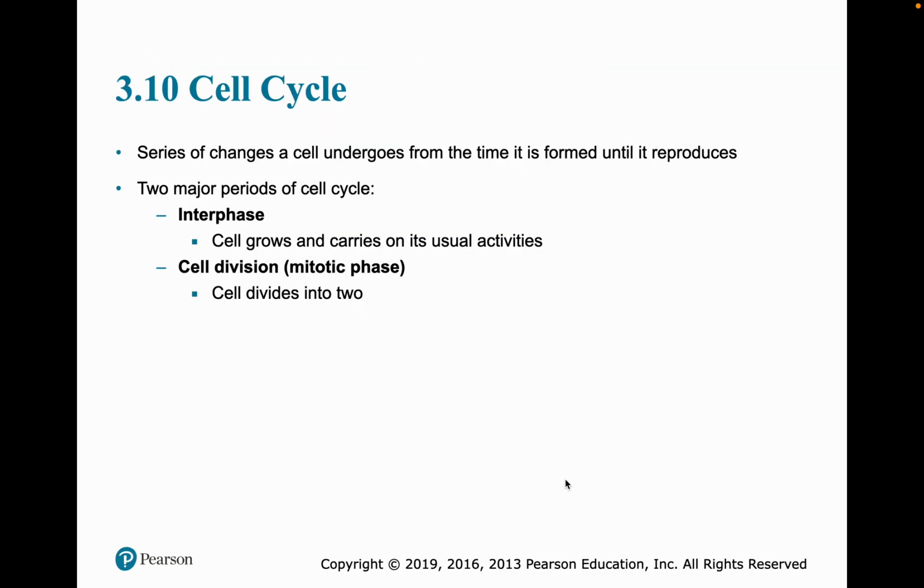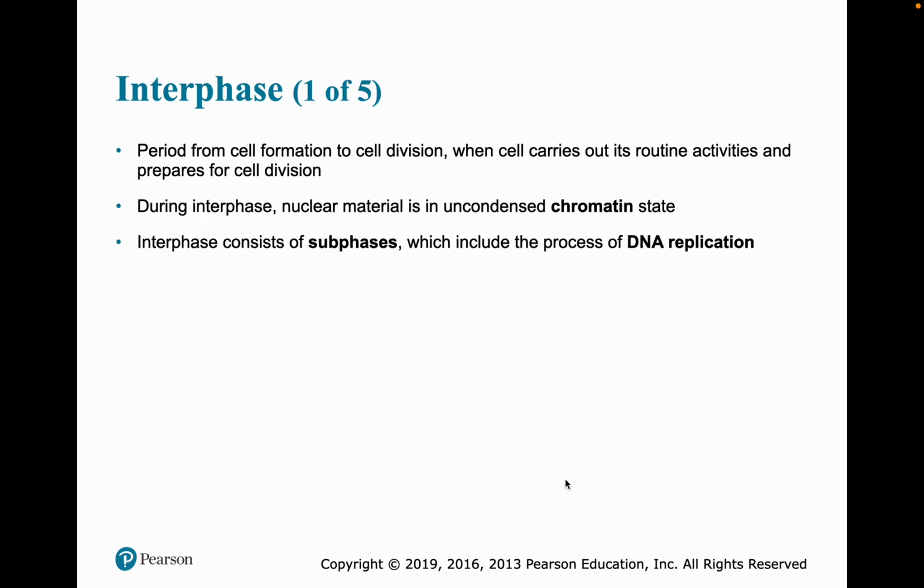That process of cell division brings us to the cell cycle, which is a series of changes the cell undergoes from the time it's formed until it reproduces. The life cycle can be divided into two major phases: interphase, which is carrying out its usual activities, and cell division, which we would call the mitotic phase, where the nucleus separates and the cell membrane separates in cytokinesis.